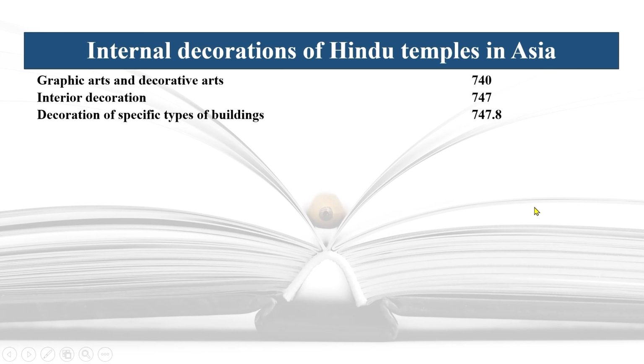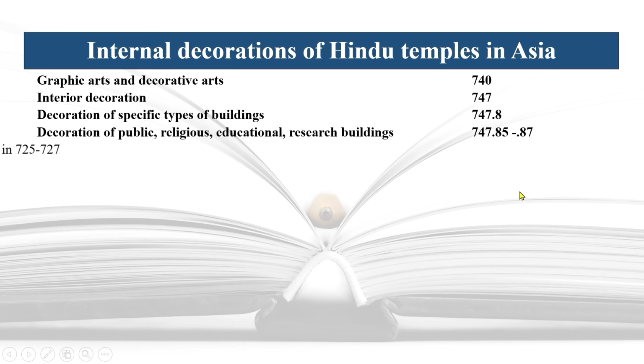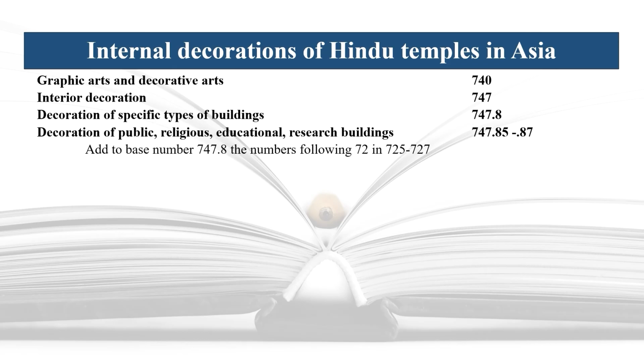Because temples are a different kind of building, not something where we generally live. The decoration of public, religious, educational and research buildings is under 747.85 to .87. Different kinds of buildings come under 747.85 to .87, where the add notation is there: add to the base number 747.8, that is the number for decoration of a specific type of building, the number following 72 in 725 to 727, that is architecture.